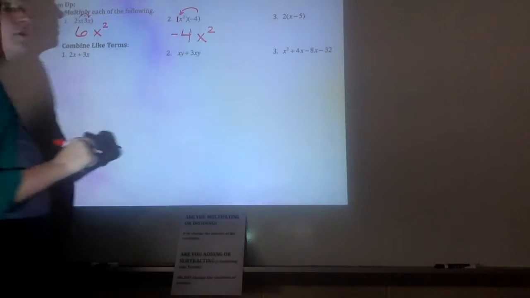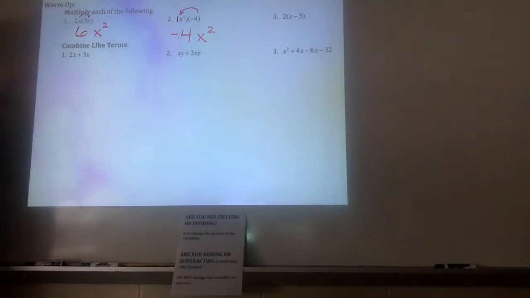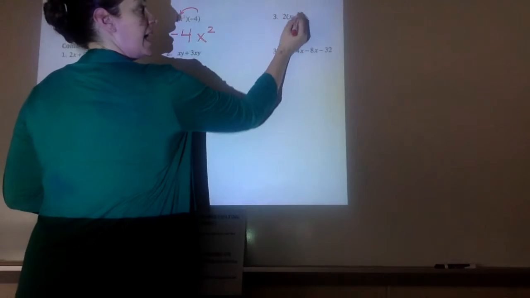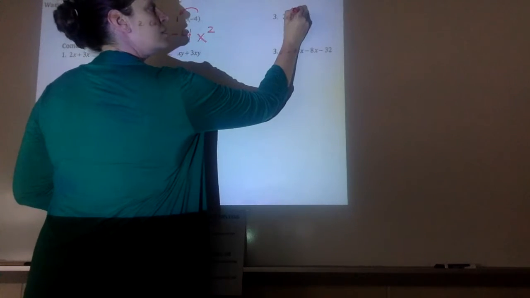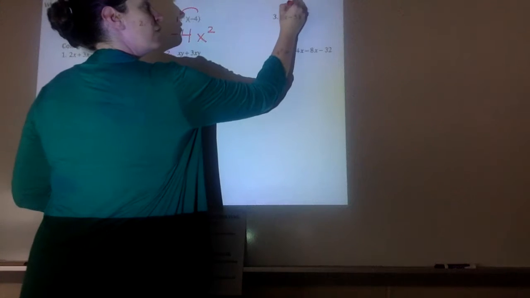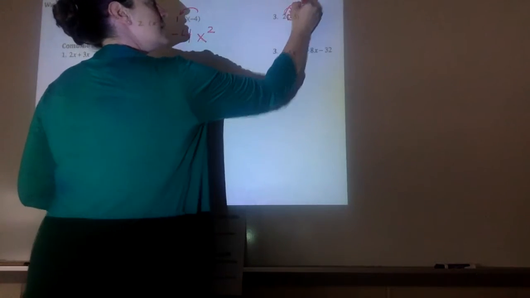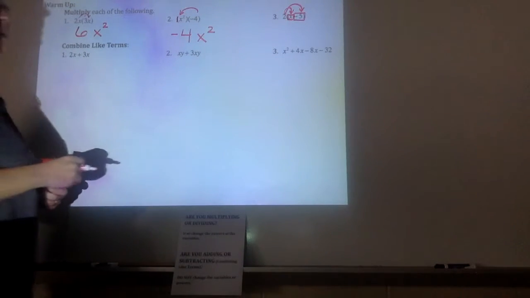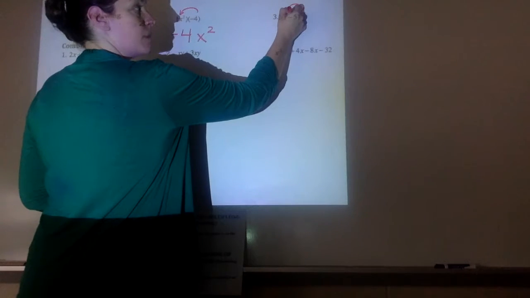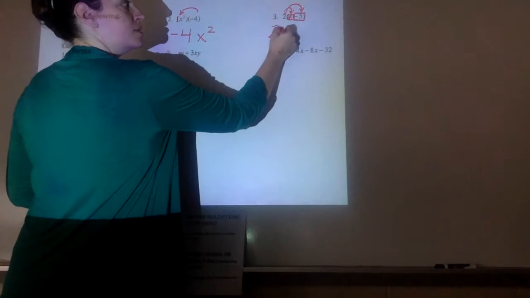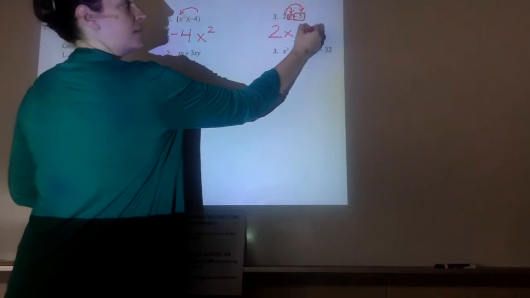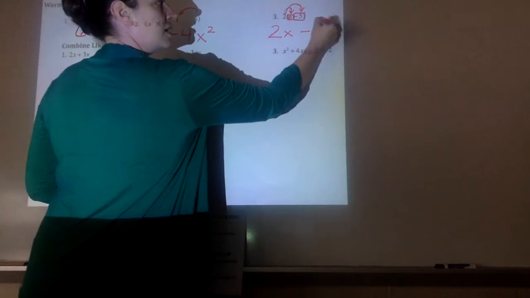Now, when I move to number 3, please be careful. In number 3, notice on the inside I have 2 people. Therefore, I have to multiply twice. This is going to be today's topic. 2 times x, remember there's a 1 in front, is 2x. 2 times negative 5 is negative 10.